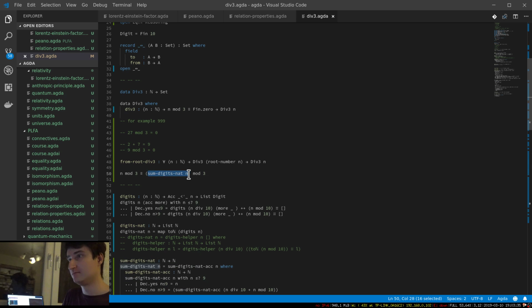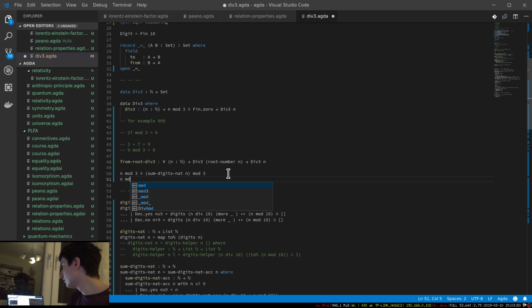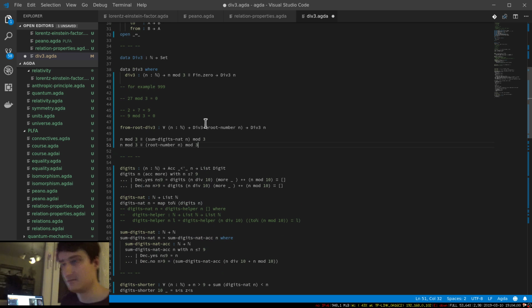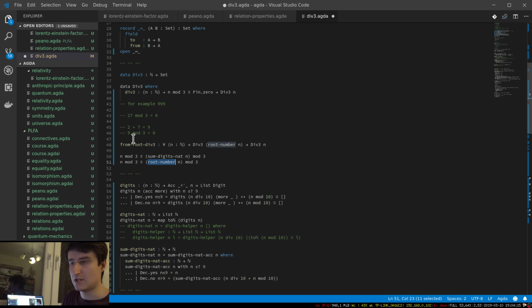This is an inductive step. Given a proof of, we can say this, then we can say this. Modulo 3 is equivalent to taking the root number of n and taking it modulo 3. This is one step. This is steps all the way. This is done all the way by summing digits recursively, one sum and the other.